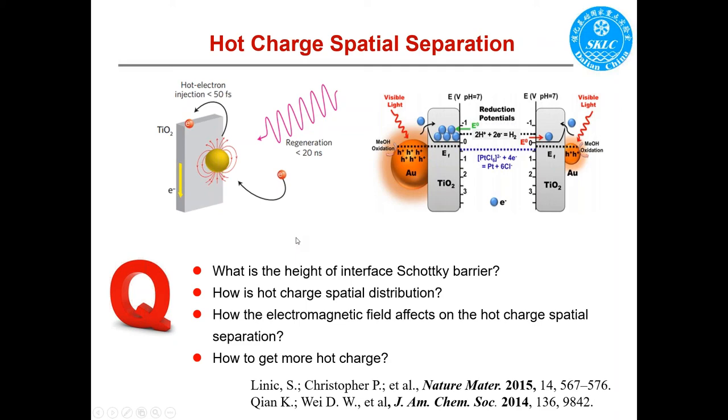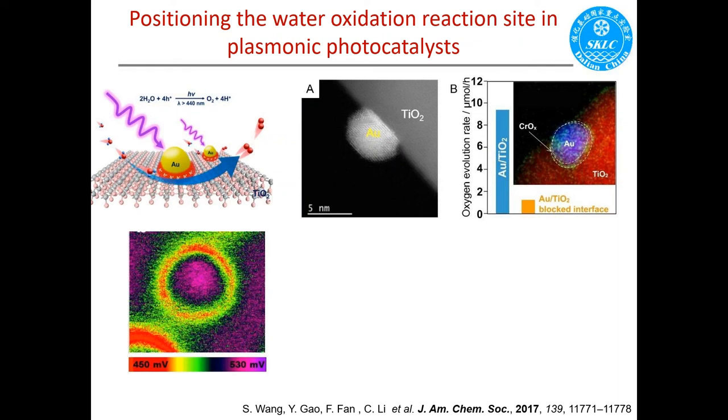Our group recently established a strategy. We form very efficient Schottky barriers between the gold and the titanium oxide. You see that we can achieve water oxidation around the plasmonic excitations. One of the interesting phenomena we found is that if you block the interface, the photocatalytic performance also decreases. So we are trying to figure out what happens during these processes.